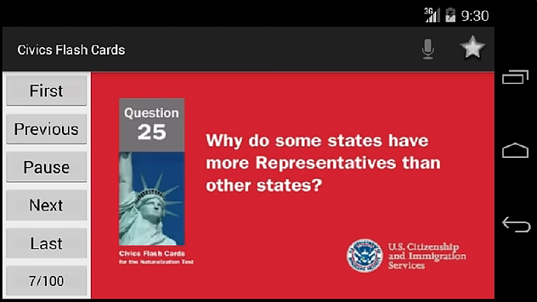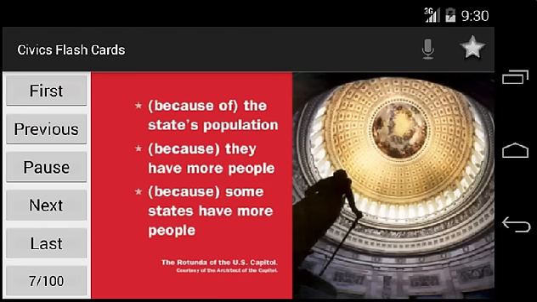Why do some states have more representatives than other states? Because of the state's population. Because they have more people. Because some states have more people.